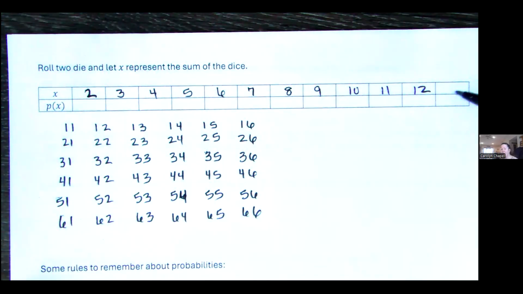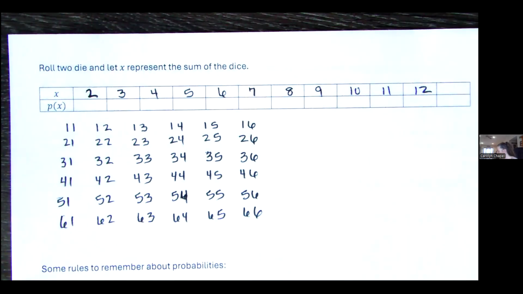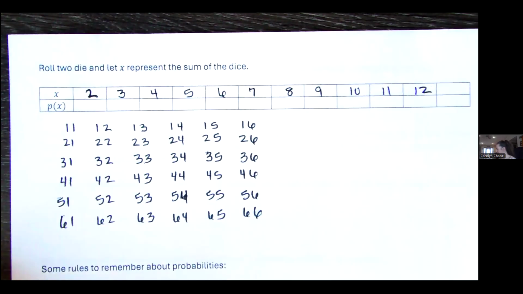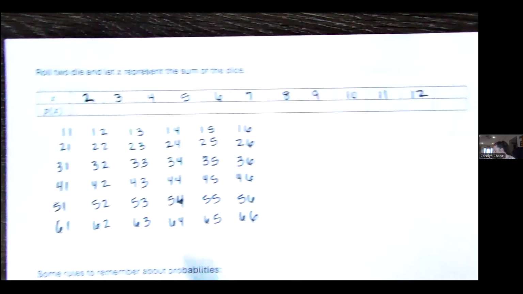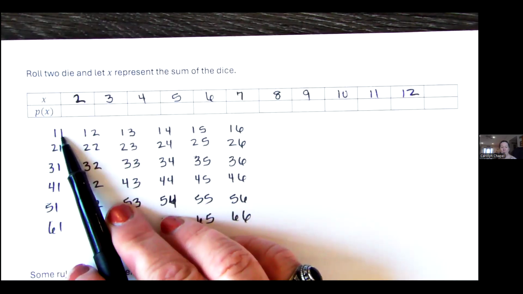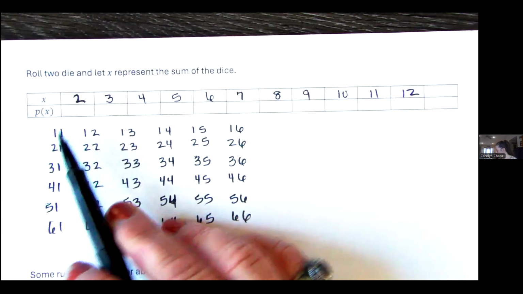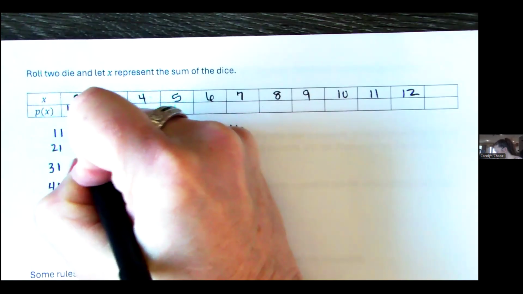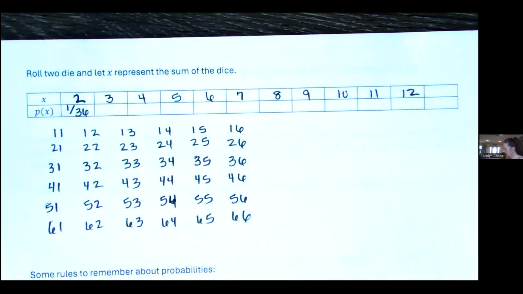Now notice I did have an extra space just because I wanted to make sure there was enough room. So having extra spaces is fine. So the probability we can get a 2 is just getting this 1 and 1, and there are 36 possibilities. So the probability of getting a 2 is 1 out of 36.